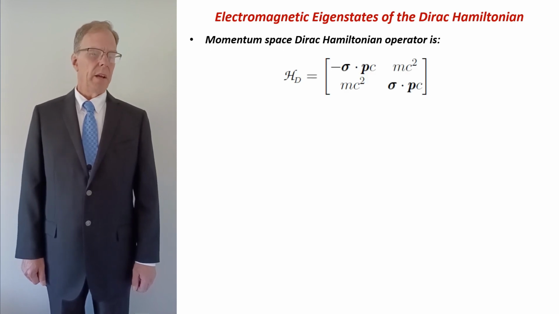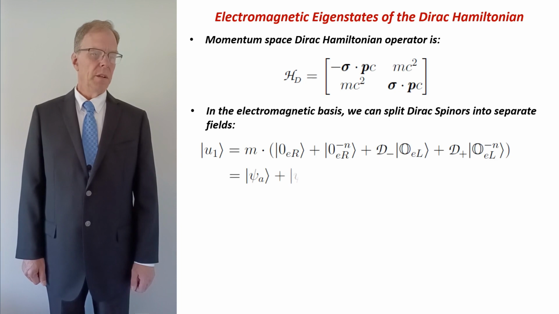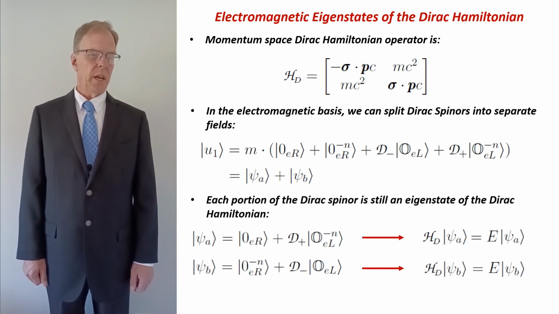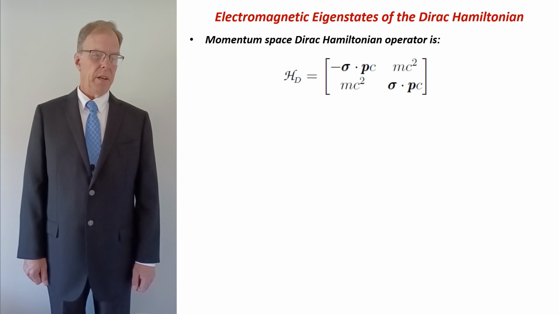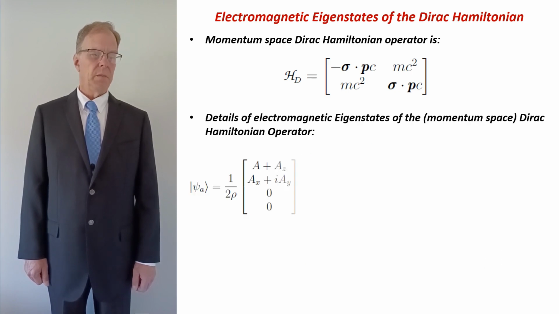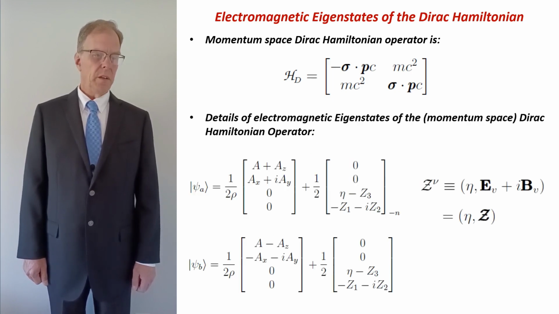In our electromagnetic basis, we can write the U1 spinor as the sum of two other functions we're calling psi sub a and psi sub b. These functions shown here are composed of one potential's eigenstate and one field's eigenstate, and you may be surprised to find out that they are both solutions to the Dirac equation with energy eigenvalue E of a Dirac particle. These eigenstates are not pretty, and we don't know if they qualify as spinors, but these two formulas show more details of what they look like.